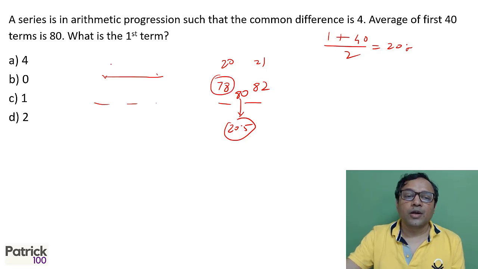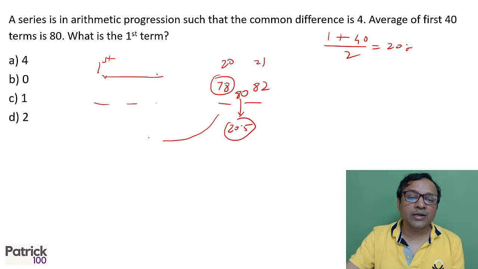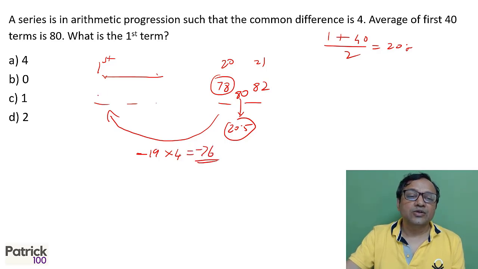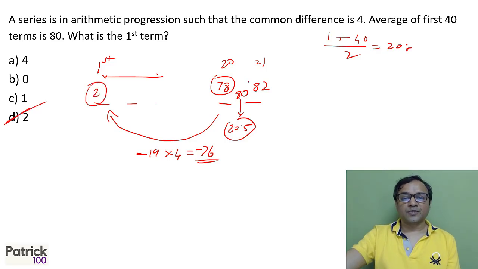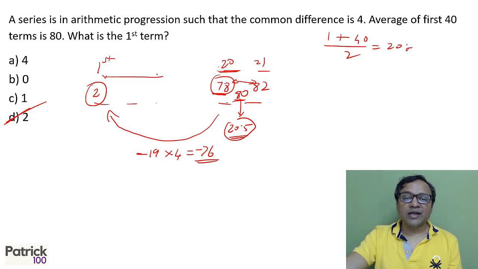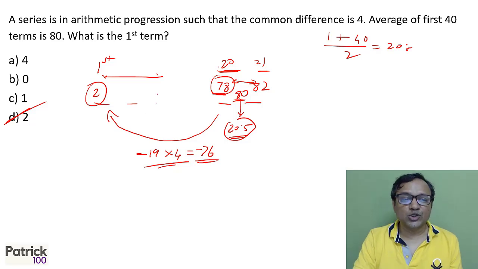Difference is 4. I want to find the first term. That means I have to go from the 20th term back to the first term. I have to go back 19 terms and the common difference is 4, which means I have to go back 76. So from that, 78 minus 76, I get the first term as 2. D option is the answer. Right? So the middle term is the 20th and 21st term average, which is the 20.5 term, is 80. Difference is 4. Therefore, the previous term will be 78, the next term will be 82. Minus 2 plus 2. So I get the 20th term is 78. To go back to the first term, I have to go back 19 terms. 19 fours are 76. So from that, you can make out the first term as 2.